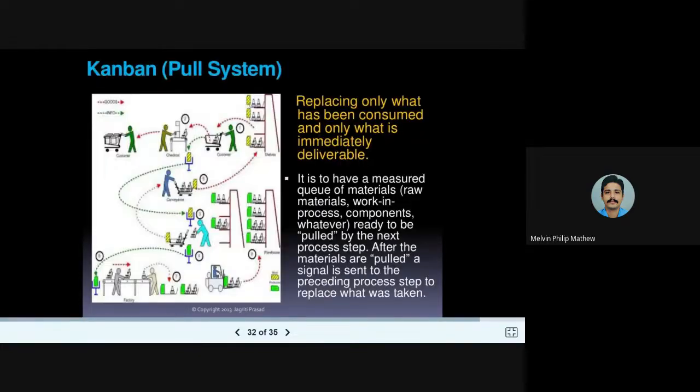Next is Kanban, that is the pull system. We already studied the pull system. It is also named Kanban. It means replacing only what has been consumed and only what is immediately deliverable. That is the basic concept of Kanban or the pull system. Under the pull system, as I have already told you, depending upon the demand, only the product will be produced. So depending upon the demand, replacing only what has been consumed.